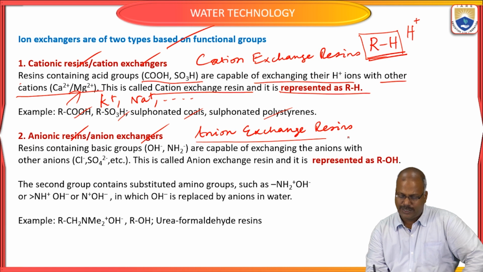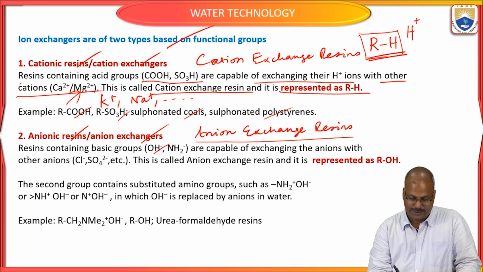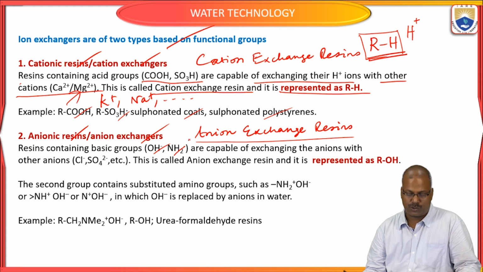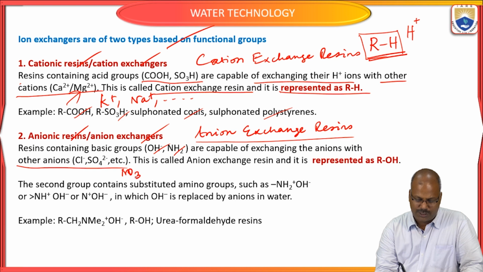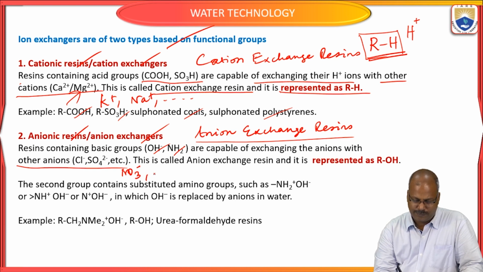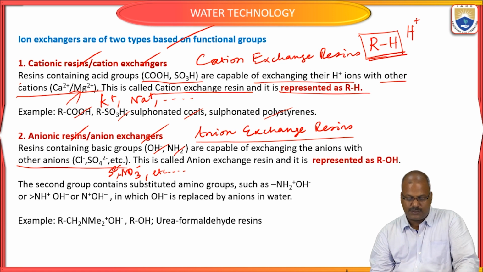Next, anion exchange resins or anionic exchangers. Resins containing basic groups like OH minus, amine, NH2 minus, amido, are capable of exchanging anions with other anions, such as chloride, sulfate, or nitrate.